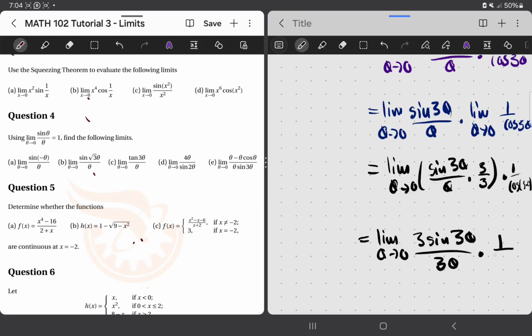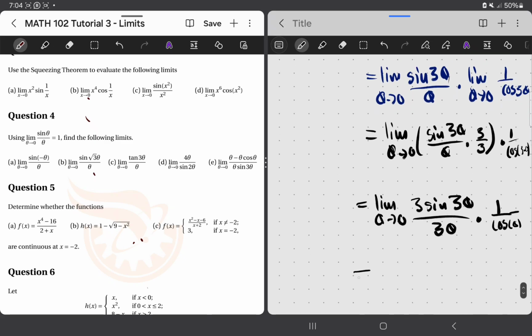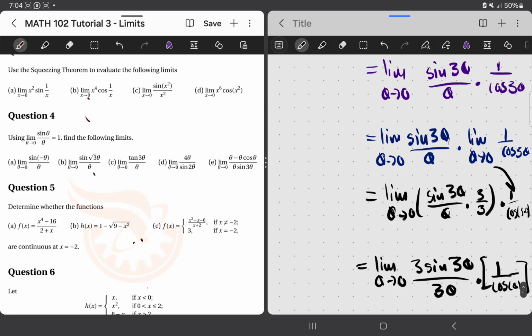What is 1 over cos 0? Cos 3 times 0 is 0. And this is multiplying like this. Or if we wanted, we can keep this with the limit until we get to the final answer, and we'll evaluate at the same time. So we can keep this being times the limit.